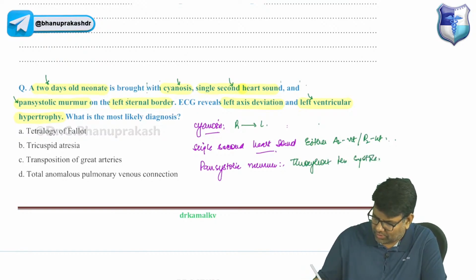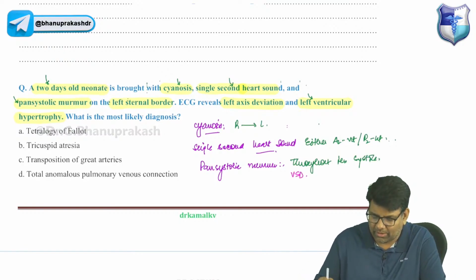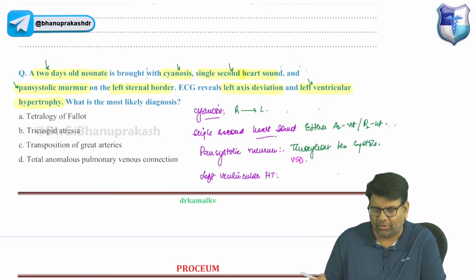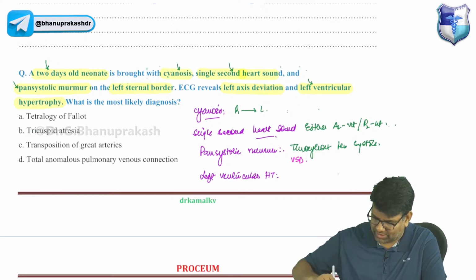And this can be because of PSD. And then fourth is left ventricular hypertrophy. It means that is very well, left ventricular hypertrophy. This is because of this right to left shunt. So blood is going from right towards left side.